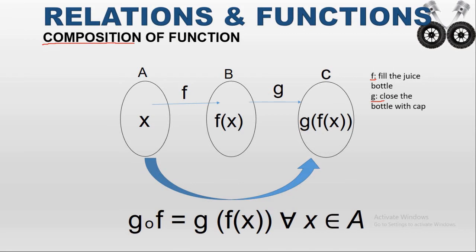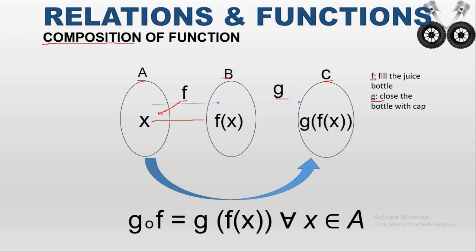If I want to define it now, I have to take three sets: A, B and C. For these three sets, I have to choose two functions, f and g. The set A contains the element x. If I apply the function f to the element x, then x will become f of x. So what is f of x? f of x is the image of x, or otherwise the output of x. Whenever the function is applied to x, it will become f of x.